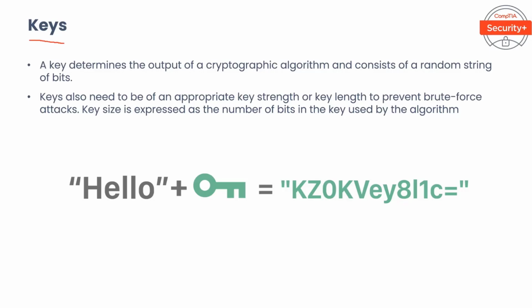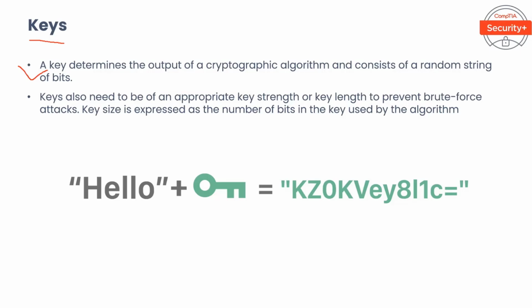Keys. Cryptographic algorithms and keys work together. A key determines the output of a cryptographic algorithm and consists of a random string of bits. Keys used in cryptography provide for secrecy. In fact, a principle known as Kerckhoffs's principle states that only secrecy of the key provides security. This is particularly important in relationship to the associated algorithms. An algorithm itself does not need to be kept secret.